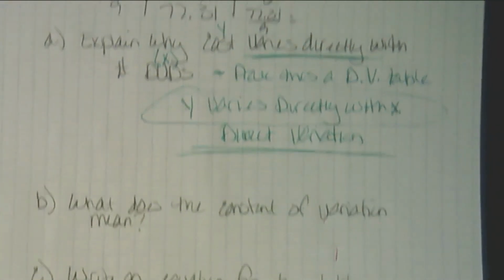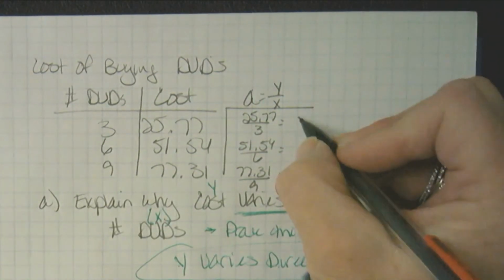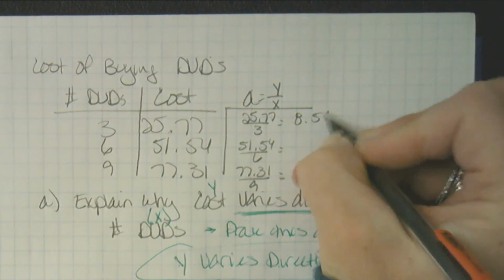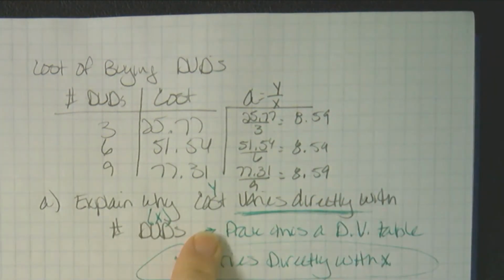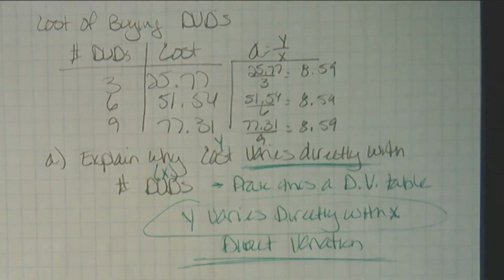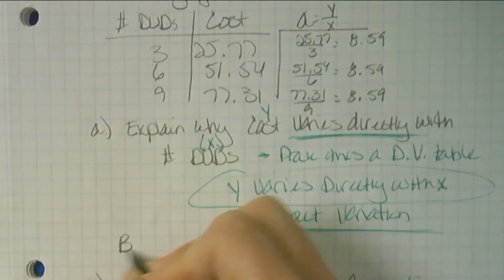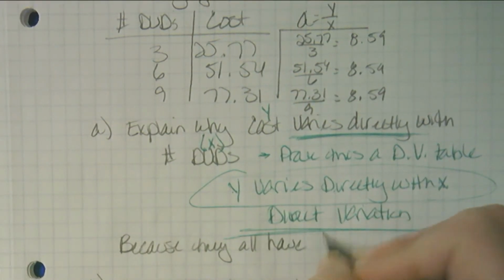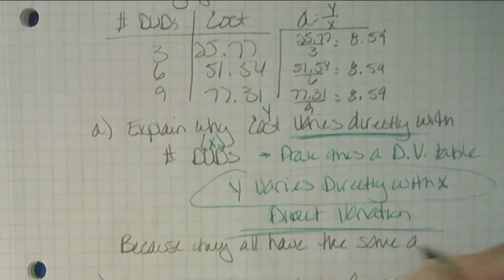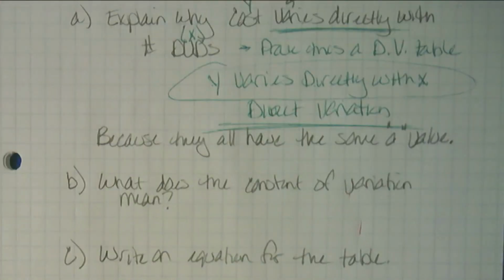All right, so what did you guys get for your A values? Ashley? For all of them? Awesome. So Ashley, why can I say that this is a direct variation table? Or why can I say that cost varies directly with the number of DVDs? Yeah, I'm going to say because they all have the same A value, or constant of variation. What does my A value or the constant of variation mean?